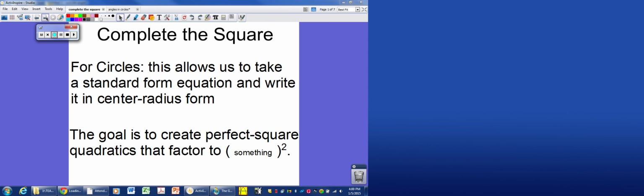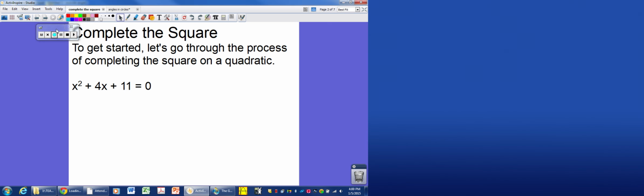Okay, and it's very procedure based, and there are 3 or 4 steps, depending on who your teacher is, maybe even 5, to the process of completing the square. But what we want to do is make a perfect square factor. So to get started, let's go through the process.